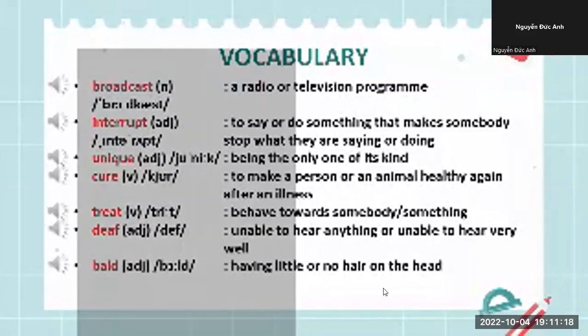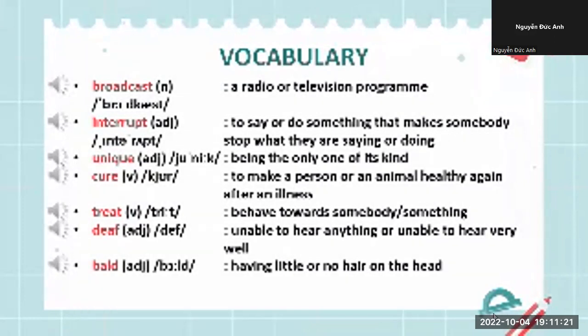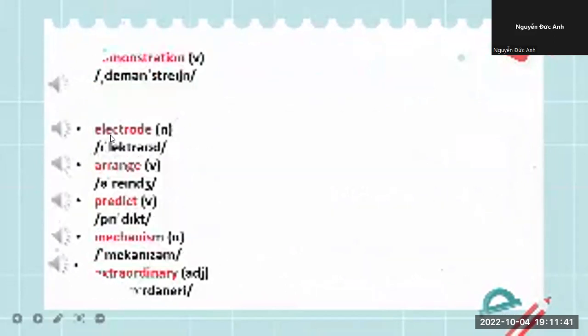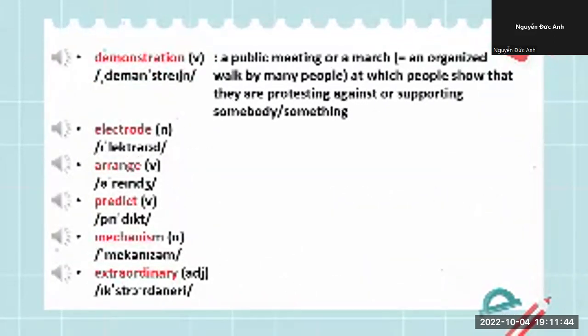Do you understand all these words? Okay, I understand all these words. Okay, very good. Now, let's proceed with the next one. Can you please read demonstration? I want you to read demonstration.